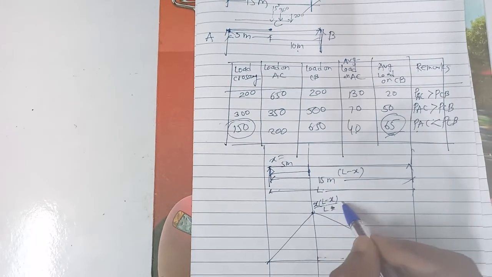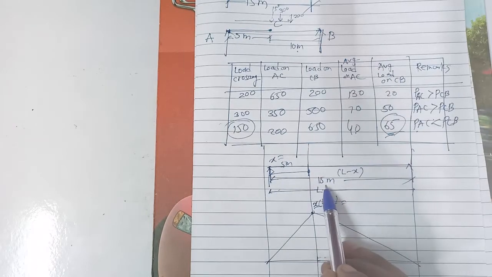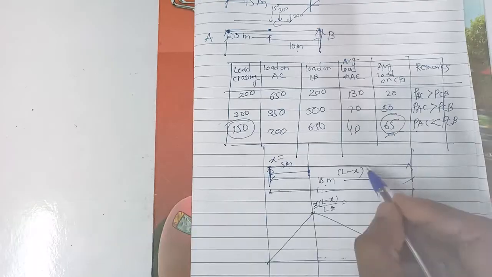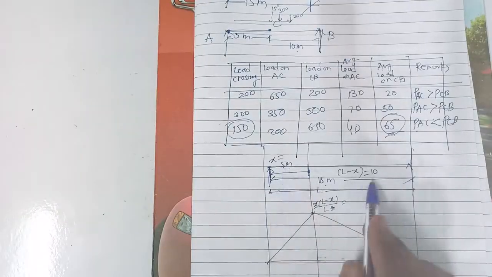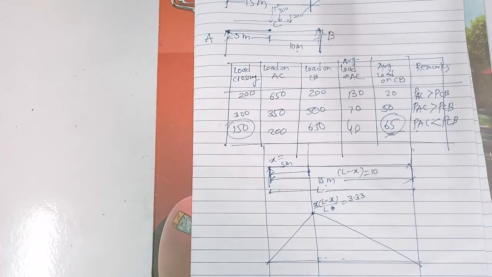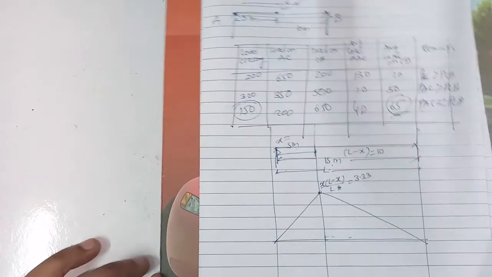So the answer will become 5 into 15 divided by 5 into 10. L minus X is 10. 50 divided by 15 is equal to 3.33 here. The apex will be equal to 3.33.